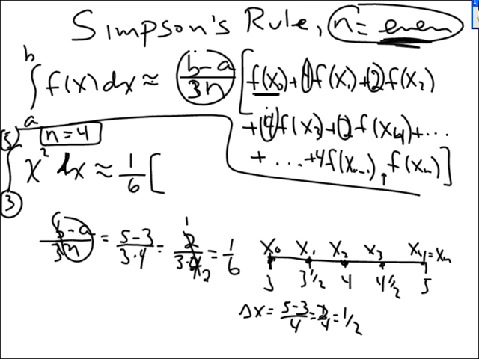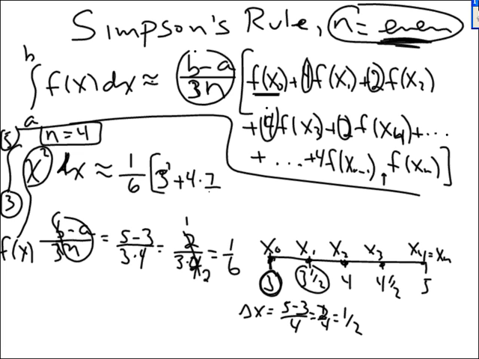So what we need to do is calculate f of 3. Now, this here is f of x. You just square, okay? So first I square 3, I get, well, let's write it down as 3 squared. Plus 4 times, now I square 3 1/2. I square 7/2. And then it's 2, and now I square 4.